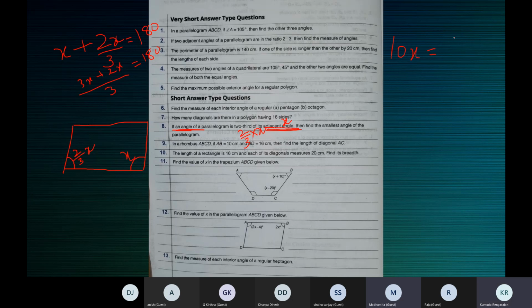360 into 3, so 1080. You should have got 10x is equal to 1080. What did you get? Ma'am, I don't remember. Okay. That equation which you mentioned is also right. You can also do it like that. You will get 10x is equal to 1080. X is equal to 1080 by 10. So x is 108.